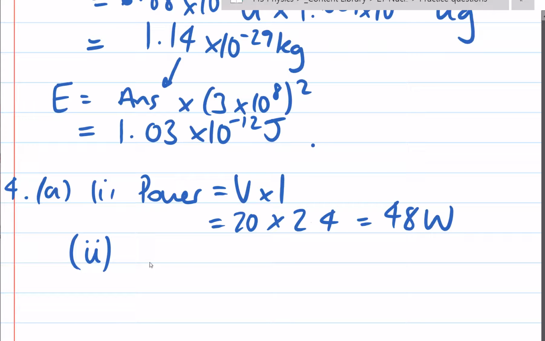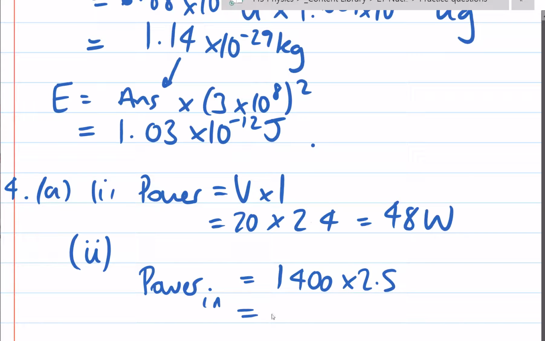Talking about the efficiency of the power panel, the power in is the intensity per area times that area, so 1,400 watts times 2.5 meters squared, which comes out as 3,500 watts.